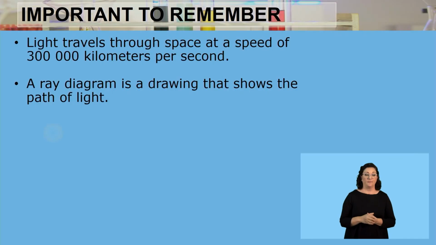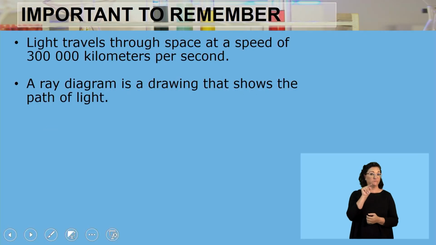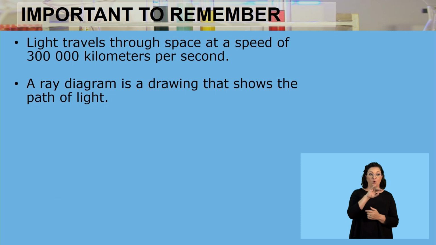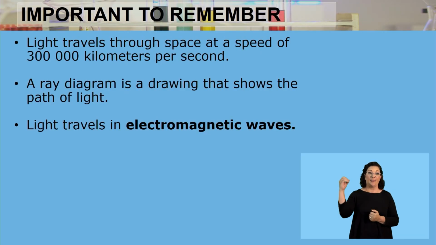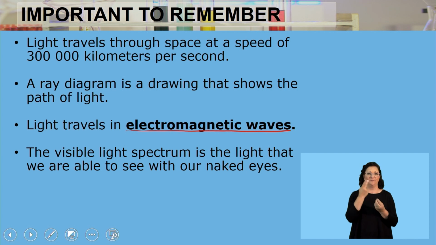Remember, if an object reflects light, it's said to be an illuminated object. There's luminous and illuminated. Illuminated is one that reflects light, and a luminous object is one that emits light. And then you also need to remember that light travels in electromagnetic waves. Because of these waves and this light, we are able to see everything around us.